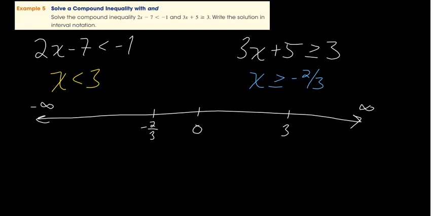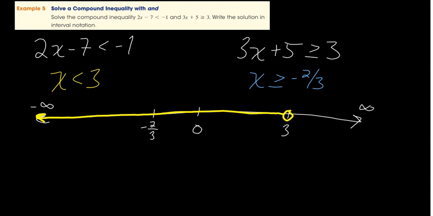Alrighty, so this is my number line. Let's go ahead and draw, going from left to right, x is less than 3 on this number line. So it's less than 3, so it's going to be an open circle. And we're going all the way down to negative infinity, because it is less than 3. So this is how I draw that solution.